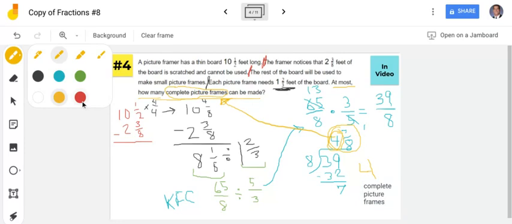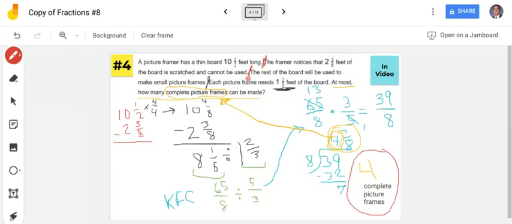For number 4. Very good. So lots of work there, but when you have a multi-step problem like that, it's very important to break it into parts and go step by step through it. And then be sure at the end that you're actually answering the question. Okay, last one for the video, number 5.